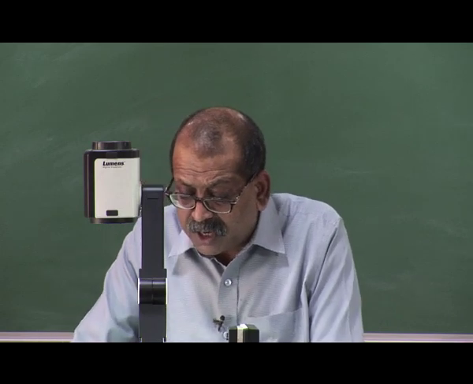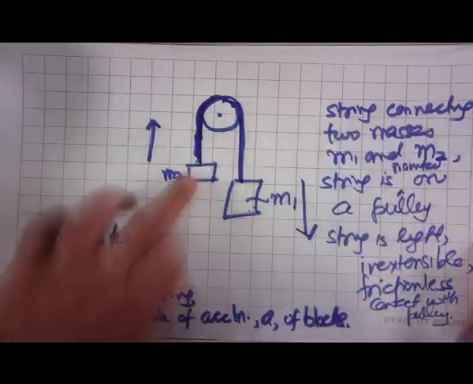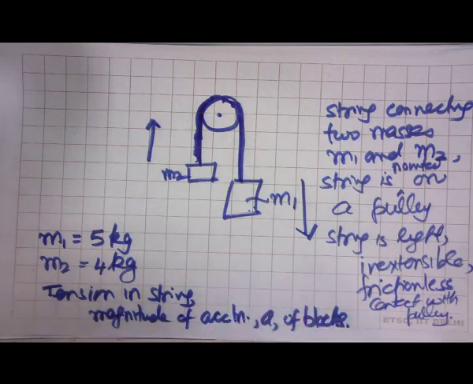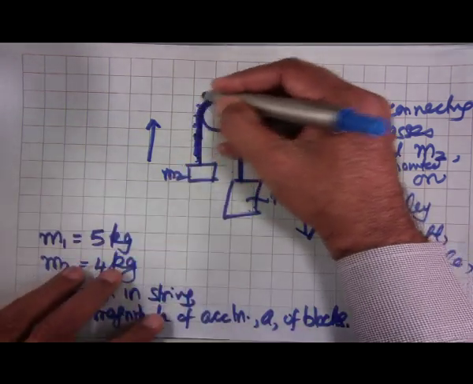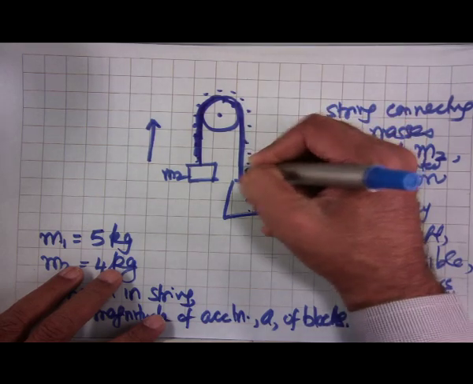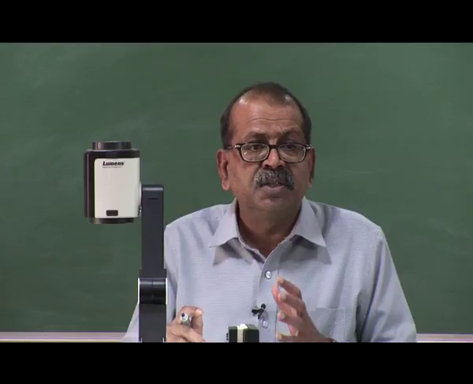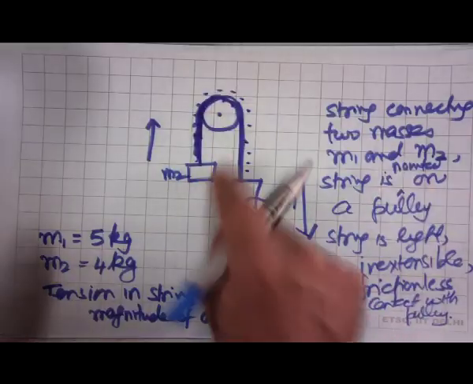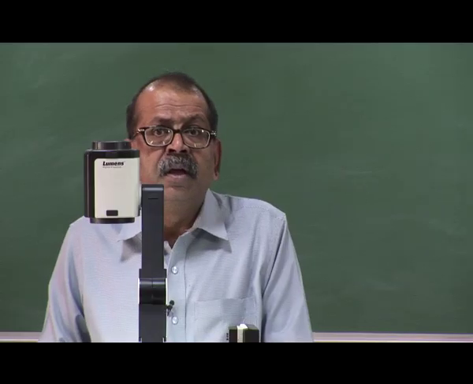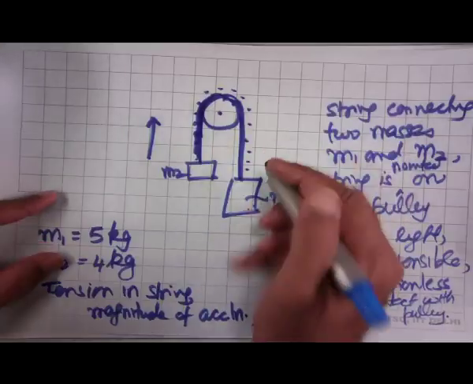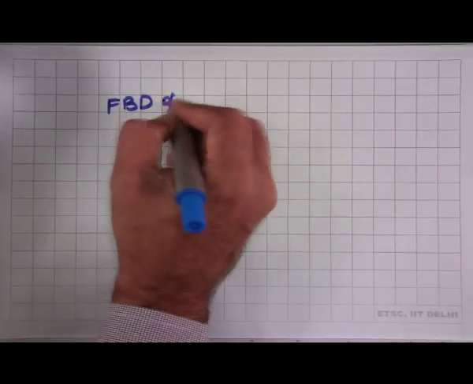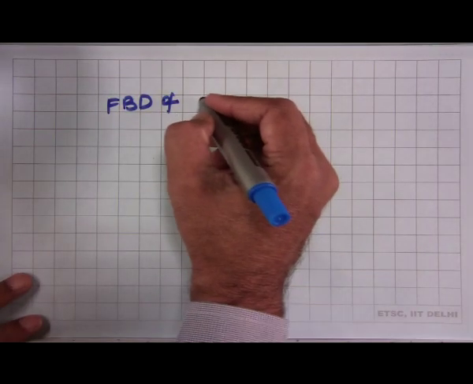The other thing we realize is that because the string is inextensible and in frictionless contact with the pulley, the tension in the string throughout will be constant. The magnitude of tension is constant, its direction changes as we go along the string, at least for the non-straight parts. So, let us draw the free body diagram of the mass 2.